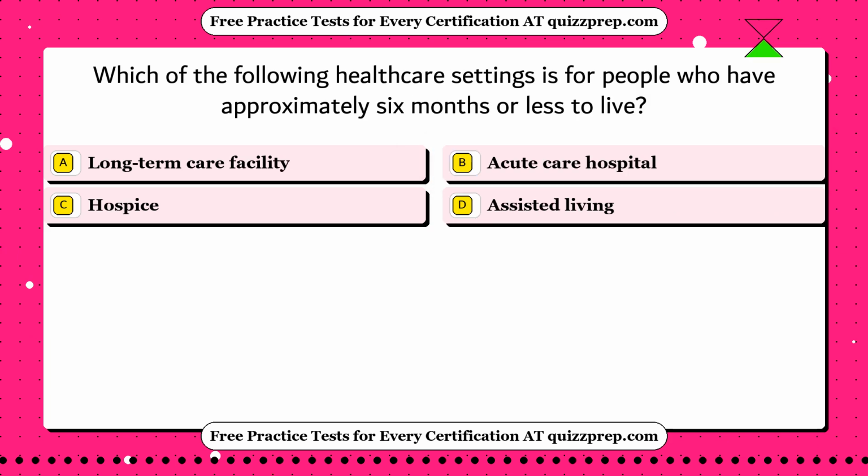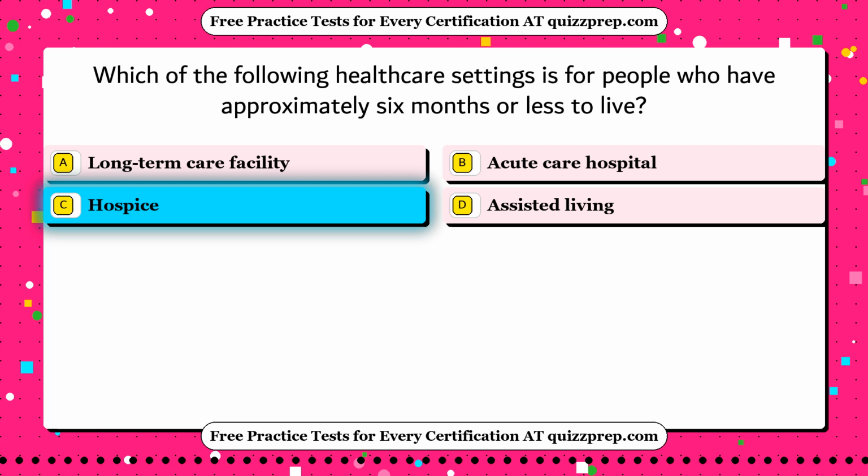Question 45. Which of the following healthcare settings is for people who have approximately 6 months or less to live? Option A, long-term care facility. Option B, acute care hospital. Option C, hospice. Option D, assisted living.